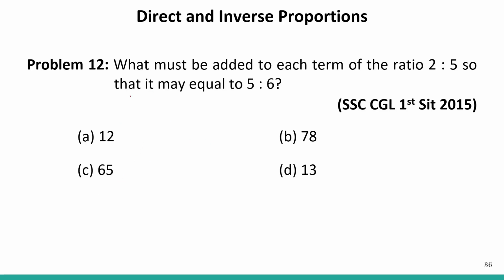Okay. So problem number 12. What must be added to each term of the ratio 2:5 so that it may be equal to 5:6? So is it 12, 78, 65 or 13? This question has also been asked in the 2015 SSC CGL first sitting exam paper. Okay, so let's figure out which among these four is the correct answer by a step-by-step solution.